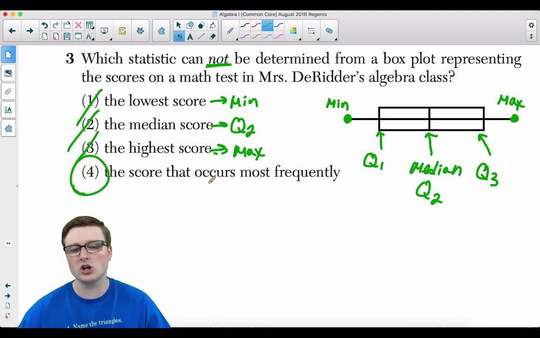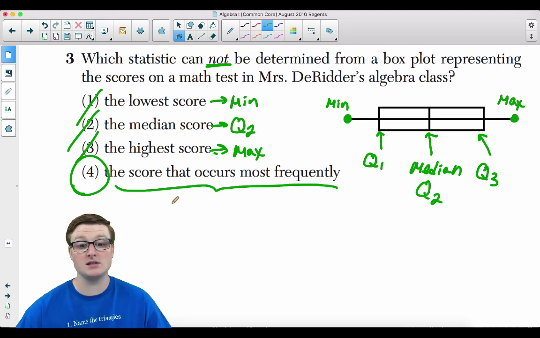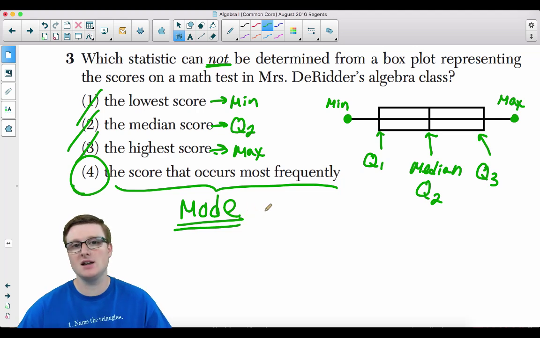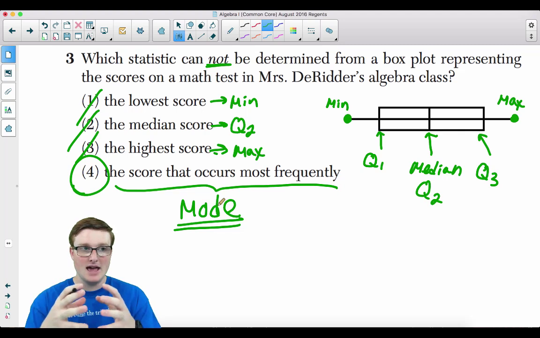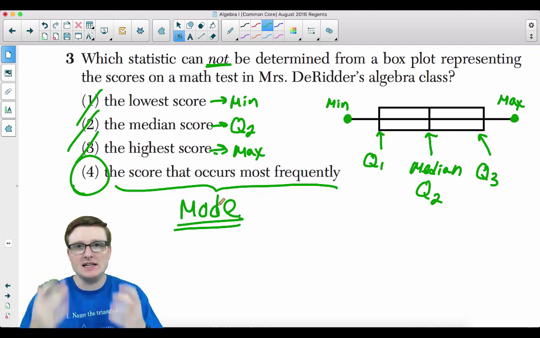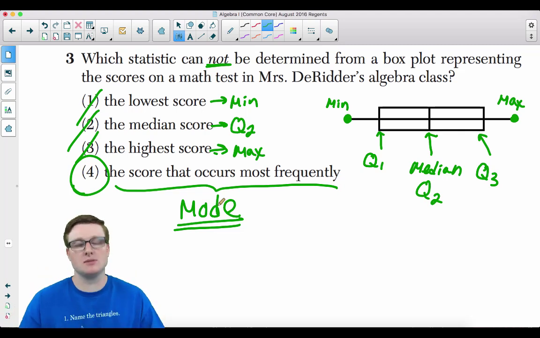The score that occurs the most frequently. Well, you need to know what that is. That is called your mode. The mode is the number that occurs the most frequently, and that is clearly not shown on a box plot. A mode is determined by the analysis of data. So if you have a set of data, you could easily pinpoint which number appears the most often.